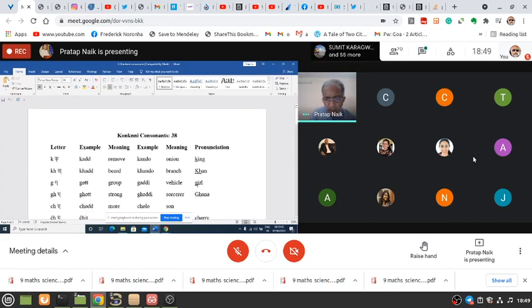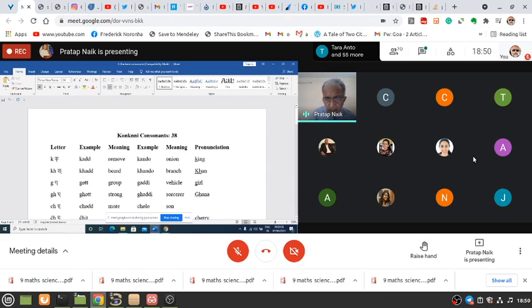How do you pronounce this letter in the word girl? Same pronunciation for this. Next one. The aspirate sound of G is GH. Gut. This is gut and this is gut. Strong. This is Gadi and this is Ghadi. Sorcerer, the witch doctor.